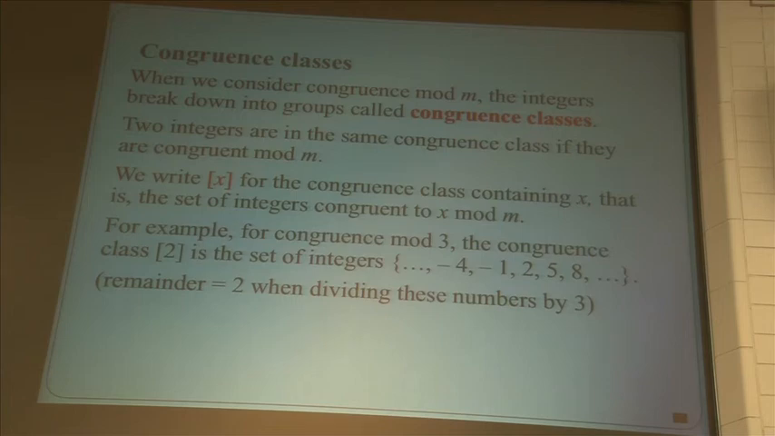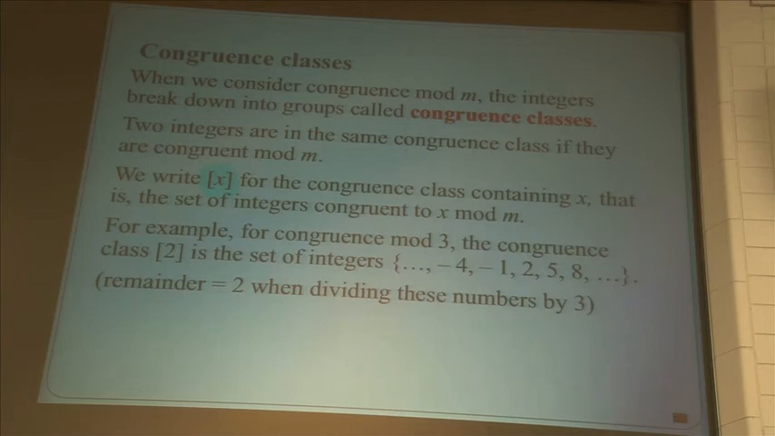The notation for this, we use a little bracket to say that this is the congruence class. The set of integers congruent to x mod m. So if we go back to our example, we would say that 53, 63, 73 are all part of the congruence class of 3, right? Because these are all equal to 3 mod 10 when we divide by 10.